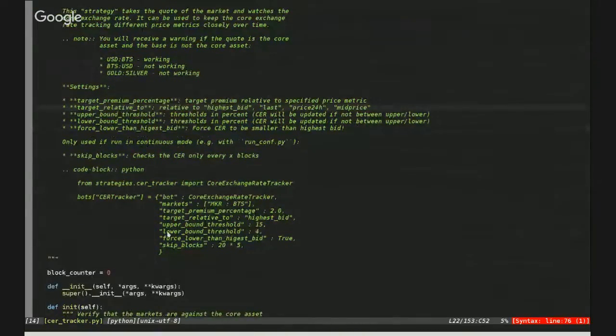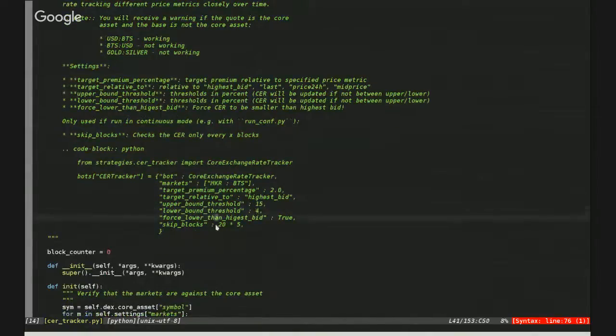There's an upper bound threshold that says if it's 15% above that, we should update the core exchange rate, or a lower bound if the actual core exchange rate is like 4% off of what it should be. Then it should be updated again. Or is it 4%? I think the premium is 4% of what it should be.